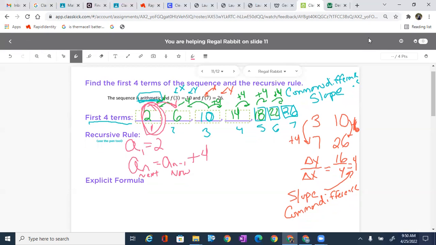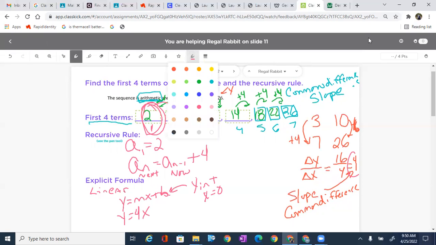Now I went ahead and threw on here, let's find our explicit formula. And we know that arithmetic is the same thing as linear. Okay, and linear is y equals mx plus b. Well, guess what? We already have our slope. Our slope is 4, so let's plug that in. y equals 4x. And then we need b, which is our y-intercept. Well, we already know how to find our y-intercept. That is when we are in term 0, or x equals 0. So we just need to go back one more step.